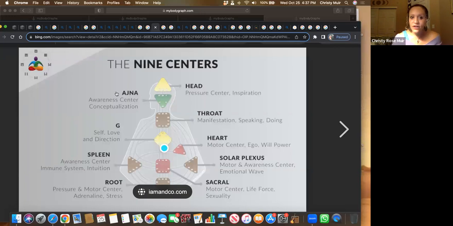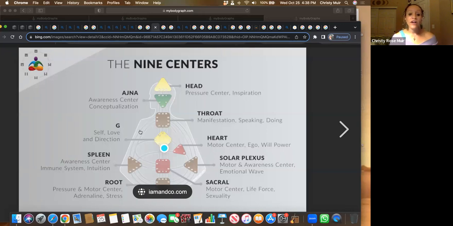The Ajna center, also known as the conceptualization center, is an awareness center. Head center is a pressure center. Conceptualization center is awareness. And you'll see that there are 6 numbers, 6 gates of conceptualization, 6 main archetypes or themes of conceptualization. Remember, again, each of these can be expressed in 6 different ways. We're all thinking about things along the same themes, but we can all be thinking about them in very, very unique ways. The throat center, again, is manifestation, speaking, self-expression, communication, and doing.